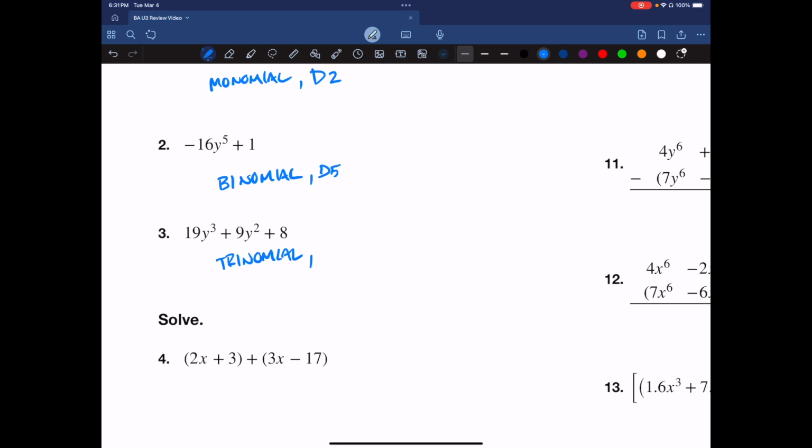On 3, I have y cubed, y squared, and then y to the 0, right? You want the biggest one. So this is going to be degree 3. Okay, so that's 1, 2, and 3.